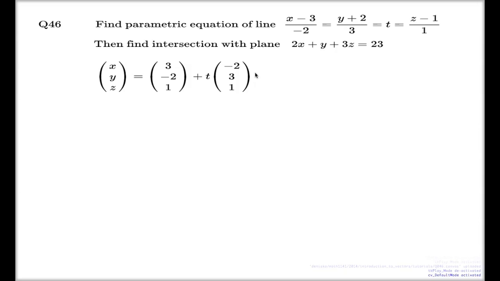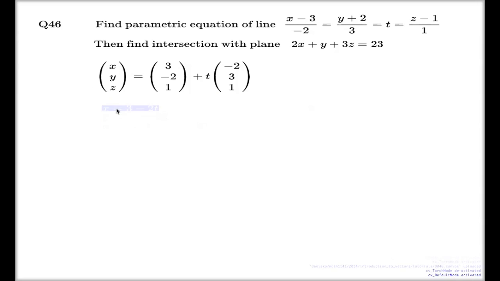Now, if I want to find the intersection, what I will do is this. I will take the expression for x in terms of t from the right-hand side here, the expression for y, and the expression for z, and I will plug them into this Cartesian equation of the plane. If I do that, there will be one equation in terms of one unknown, which is t. I solve that. That will be the intersection.